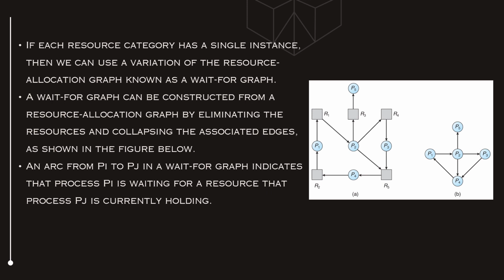An arc from Pi to Pj in a wait for graph indicates that process Pi is waiting for a resource that process Pj is currently holding. As before, a deadlock exists in the system if and only if the wait for graph contains a cycle. To detect deadlocks, the system needs to maintain the wait for graph and periodically invoke an algorithm that searches for a cycle in the graph. An algorithm to detect a cycle in a graph requires an order of n squared operations, where n is the number of vertices in the graph.